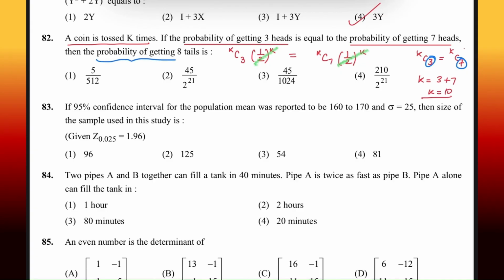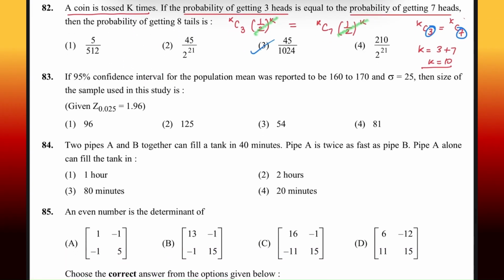Now we need to find the probability of 8 tails. So how do you find the probability of 8 tails? Out of 10, so 10C8 into (1/2)^10, right? 10C8 is 45 and (1/2)^10 is 1 by 1024. So the final answer for this question is option 3. Quite a straightforward formula-based question from binomial distribution.